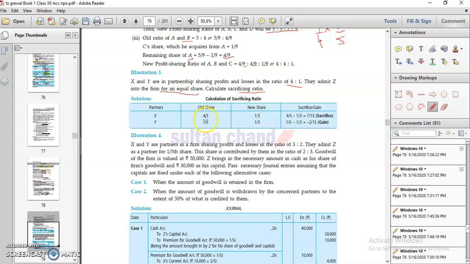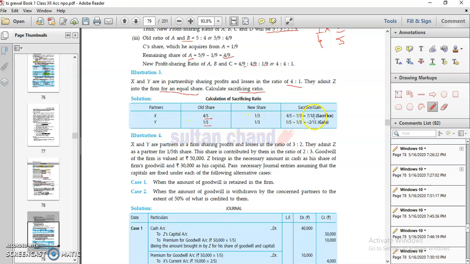Old share is 4/5 of X, 1/5 of 4/5. This is 1/5. New share is equal. Equal means X gets what? 1/3 after entering Z. 1/3 gets by Y.